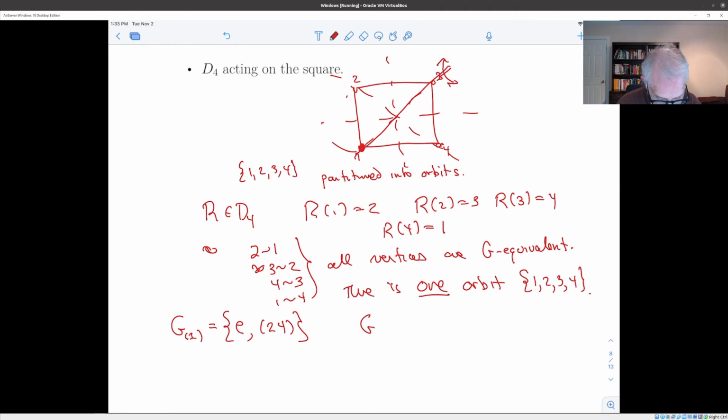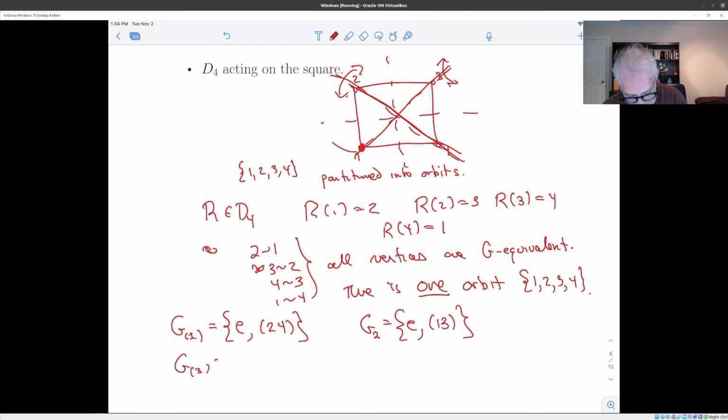And similarly, the stabilizer of the point 2 consists of the identity and the reflection that goes diagonally this way, that fixes 2, and so that interchanges 1 and 3. And the stabilizer of 3 is the same as the stabilizer that we looked at here. It's the identity and (2 4). And the stabilizer of 4 is the same as this one here. It's the identity and (1 3). Those are the stabilizers.